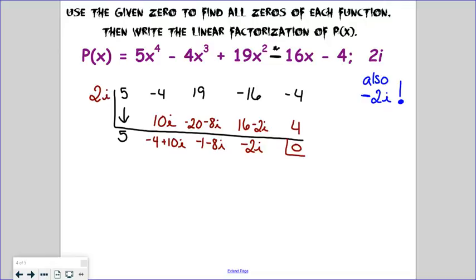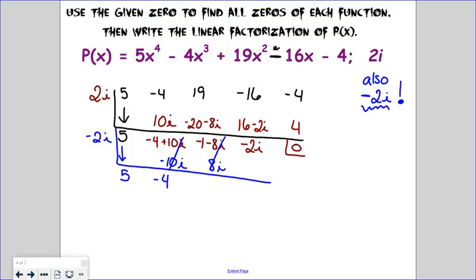Then I need to go through that process again using its imaginary friend. I used +2i first. Now I'll use -2i because they always come in pairs. -2 times 5 would be -10i, and my imaginaries cancel, leaving me with -4. A negative times a negative is a +8i, and again my imaginaries cancel, leaving me with the real number 1. Negative times a negative is a +2i, leaving me with a remainder of 0.